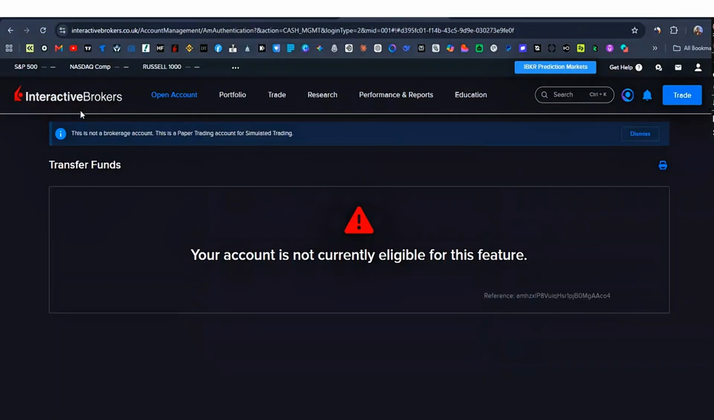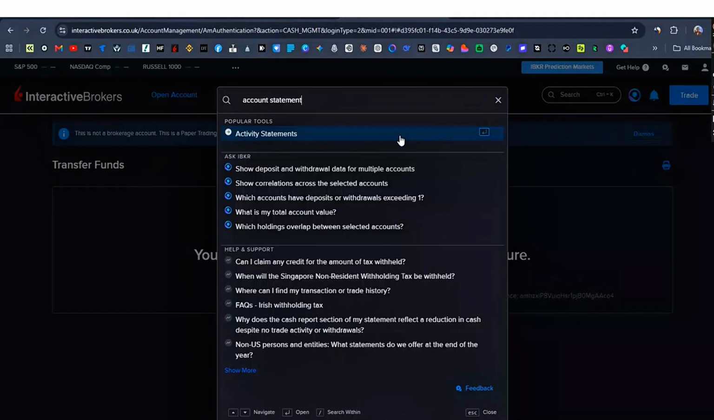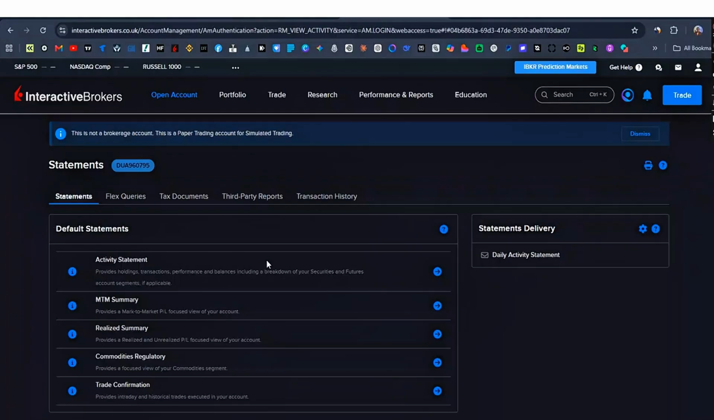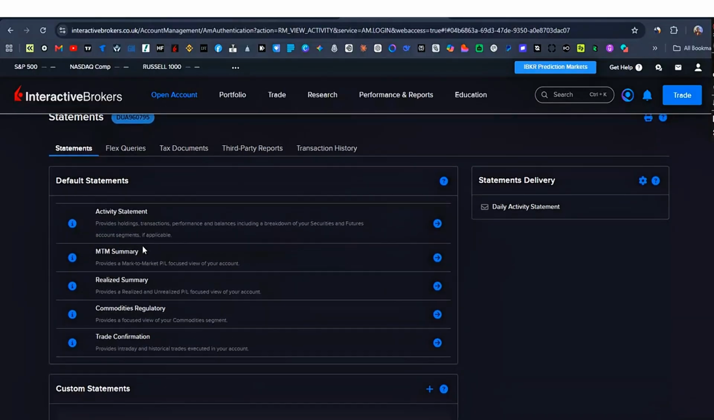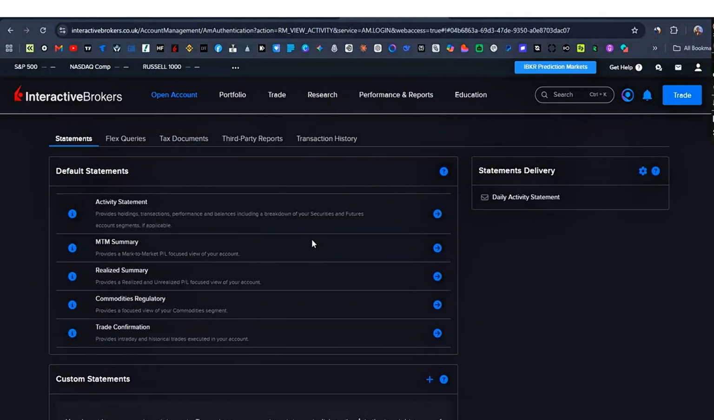The good thing about IBKR is that you can just use the search button over here. You can search for account statements, you can click on activity statement, or you can show deposit and withdrawal data, you can show correlations. All this is over here. I'm just going to go with activity statements, which is then going to take me to my statements. Now again, I can view my activity statements over here, my MTM, my realized summary, and all that. So this is pretty much how you can find your statements.